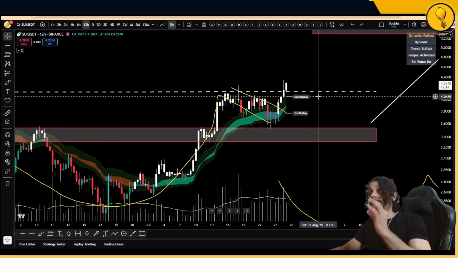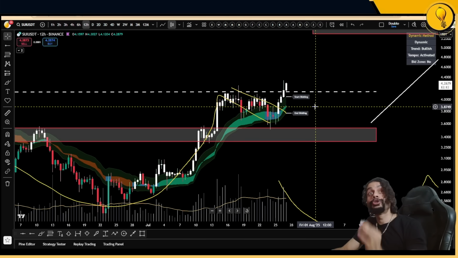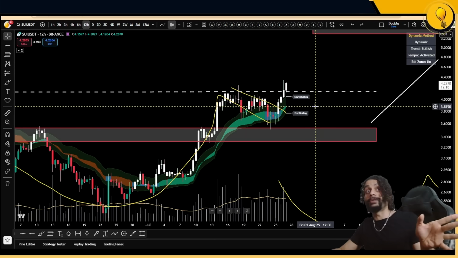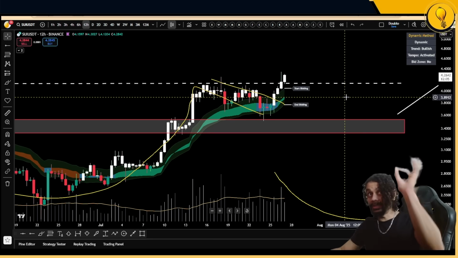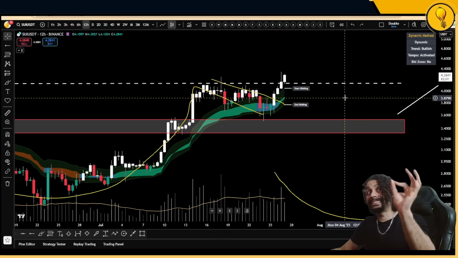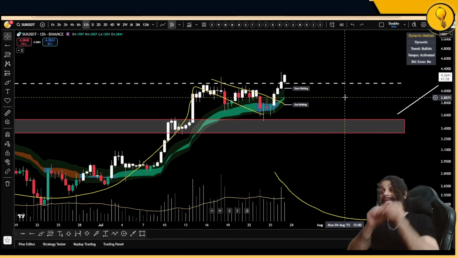So I'll be allowing the market to come all the way down to the 12-hour dynamic before I get worried. If we close underneath the 12-hour dynamic, and here's the level that you guys need to be following along with, $3.87. That's where the 12-hour dynamic is currently sitting.